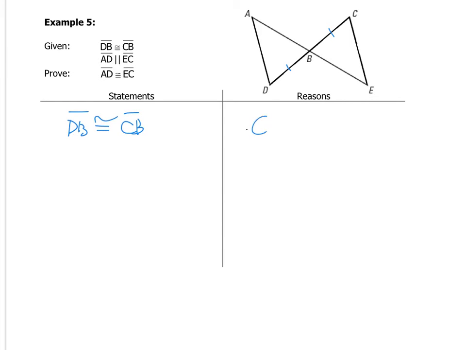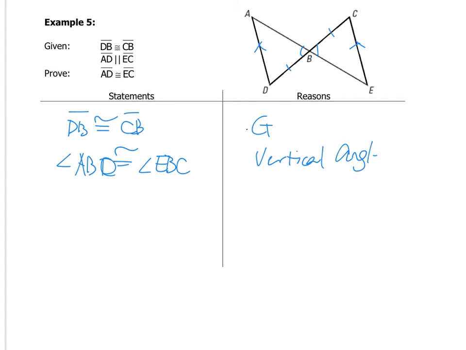And that's given. We have one side already. And the next information is about the two lines that are parallel. But before I get there, I'd like to get whatever is the obvious. So angle ABD is congruent with angle EBC, and that's because they are vertical angles. And by the vertical angle theorem, they are congruent to each other.